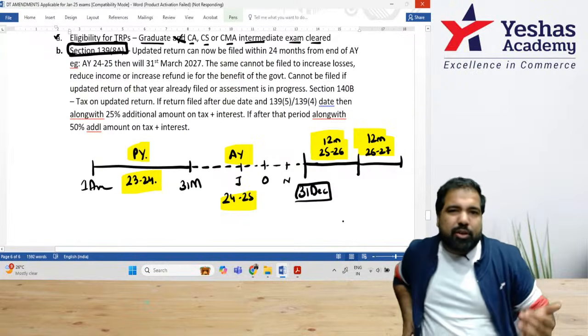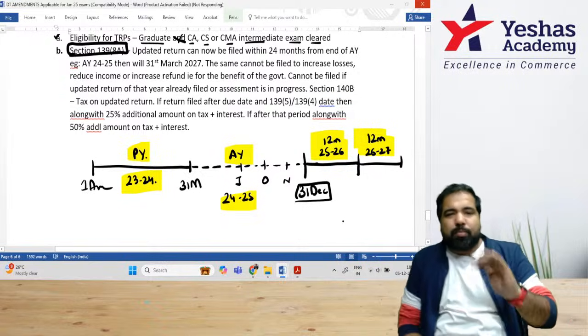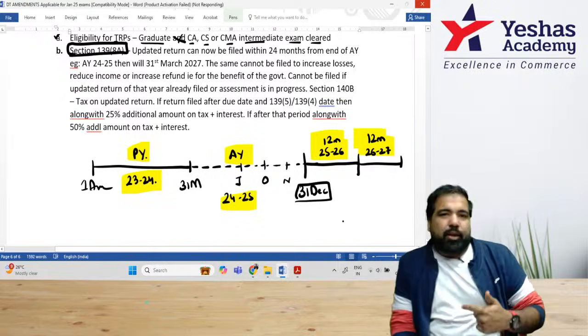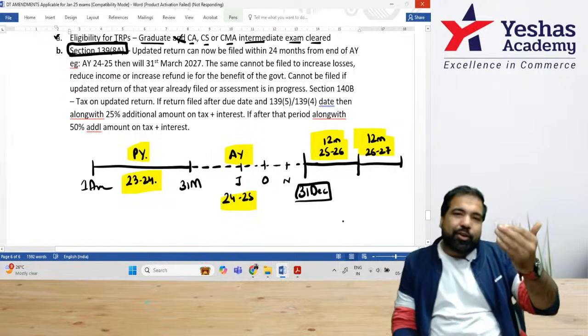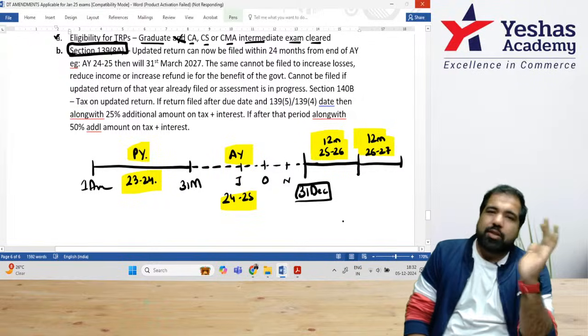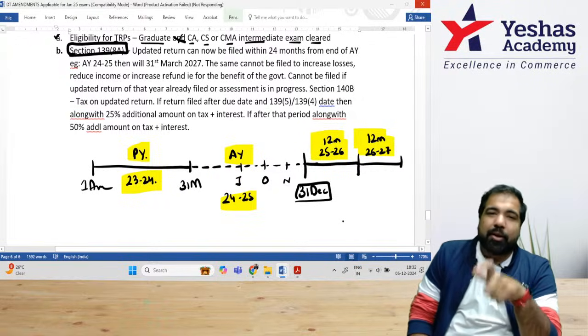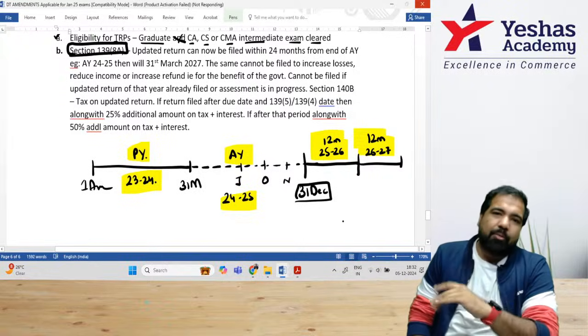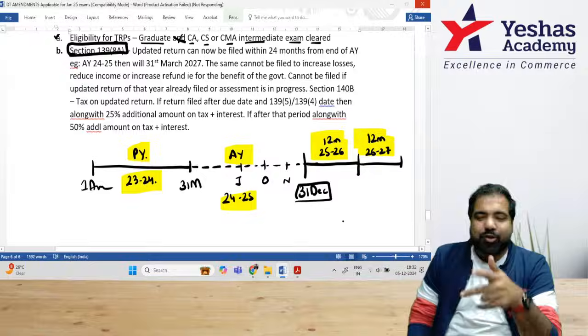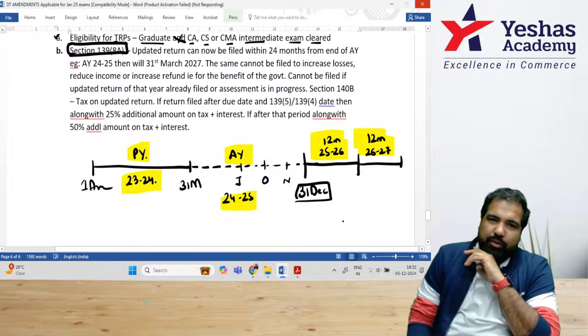Now, the third thing you should know about updated return is that it should be in a way that it increases your income, increases your tax liability, but you cannot file it if it reduces your income, or if it reduces your tax liability, or if it increases your losses. The government says, sorry, this updated return is only and only for our benefit, not you. So if you want to come out clean, if you want to do some confession, this is the great place. You can update your return.